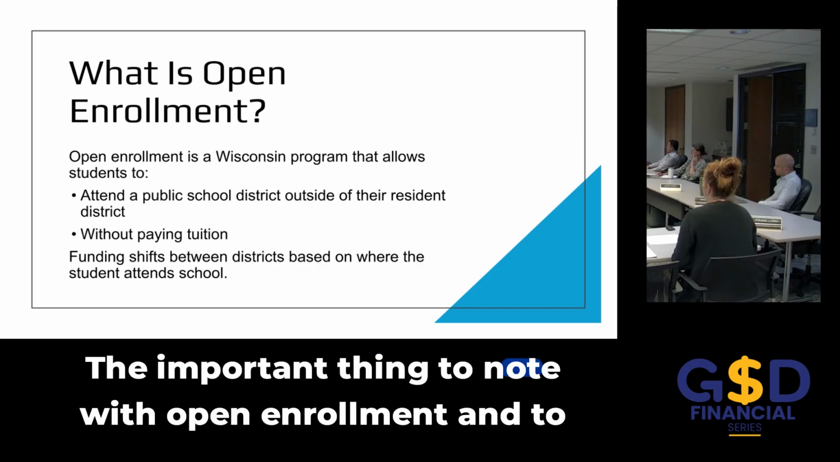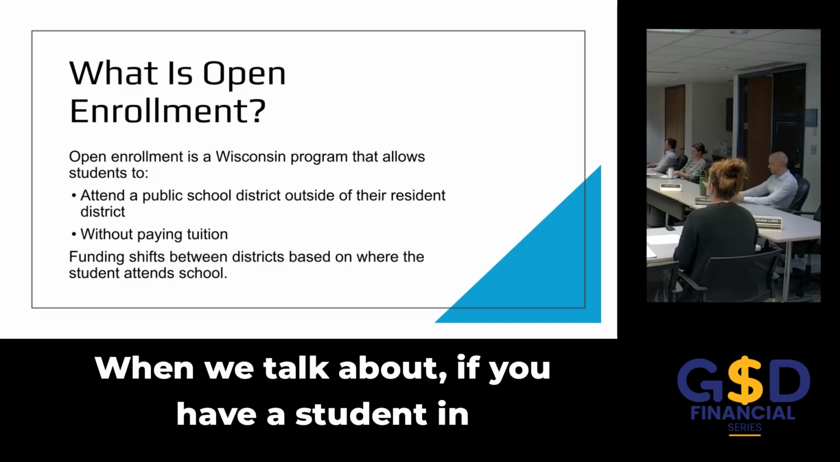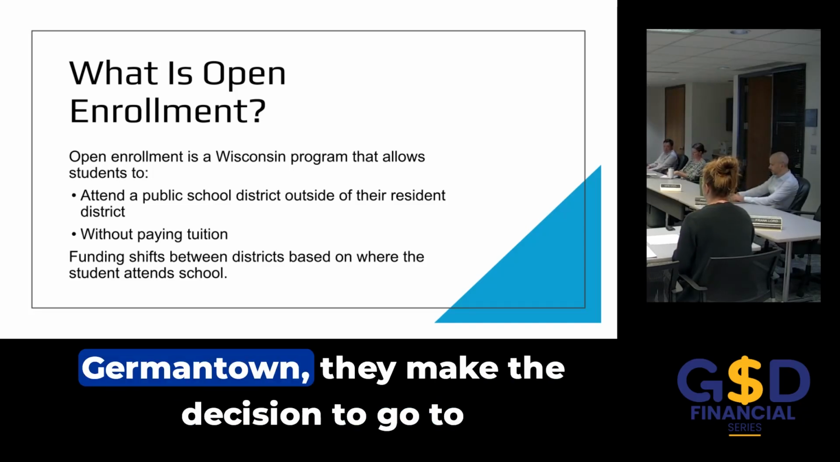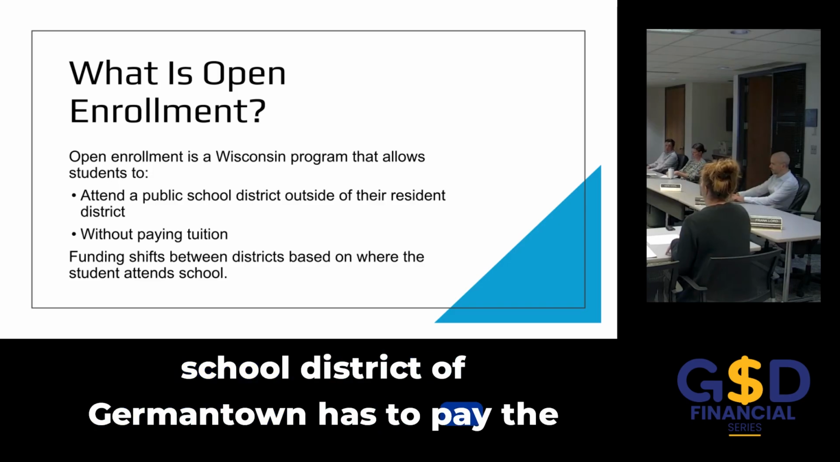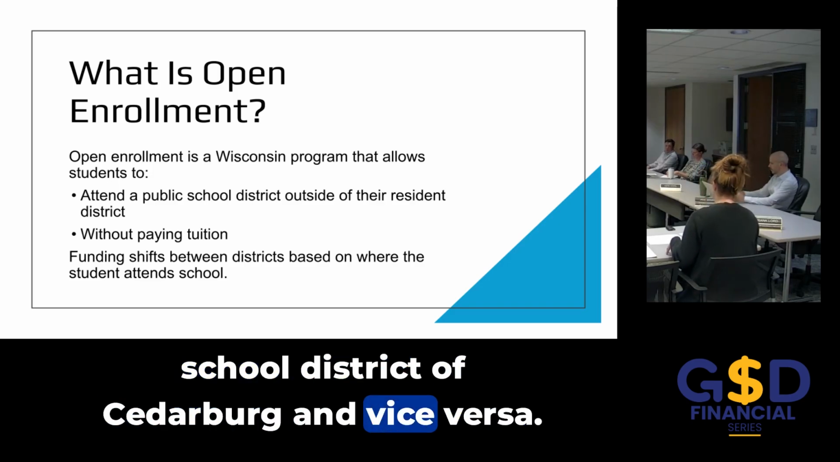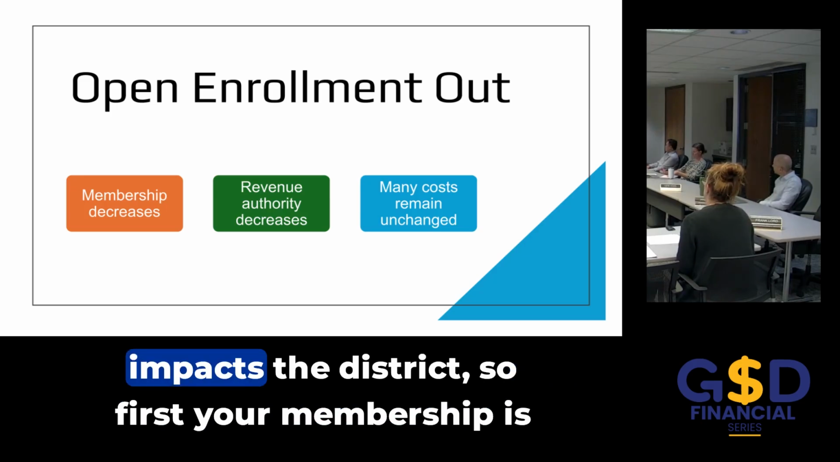The important thing to note with open enrollment and to always remember is that the money follows the student. So if you have a student in Germantown, they make the decision to go to Cedarburg, that money then goes with them, and the school district of Germantown has to pay the school district of Cedarburg, and vice versa.